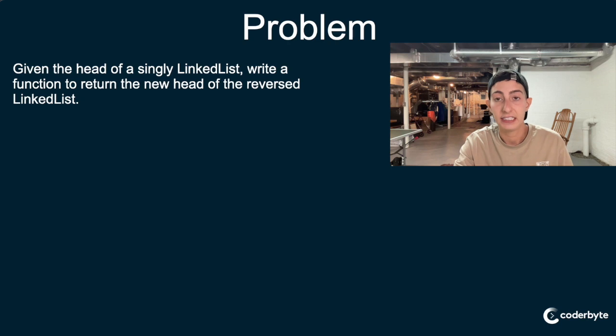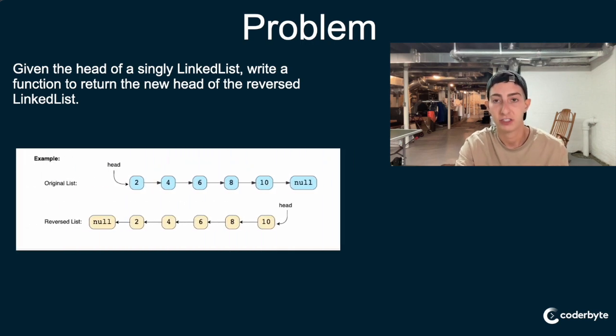Given the head of a singly linked list, write a function to return the new head of the reversed linked list. So here is a picture of what the linked list looks like. As you can see, we have the nodes 2, 4, 6, 8, and 10. Each of those nodes has a .next, which is represented by this arrow pointing to the next node in the list. That enforces the order, and it is a one-directional linked list. So 2 points to 4, 4 points to 6, etc. What we want to do is just reverse this and return the new head.